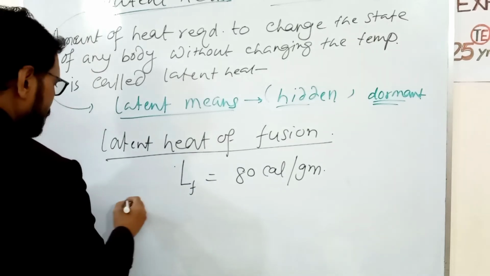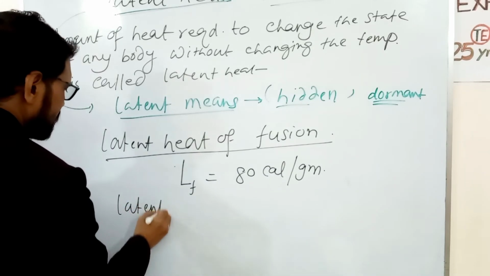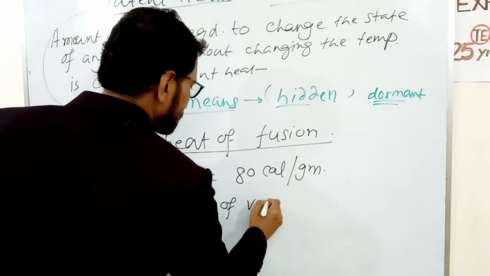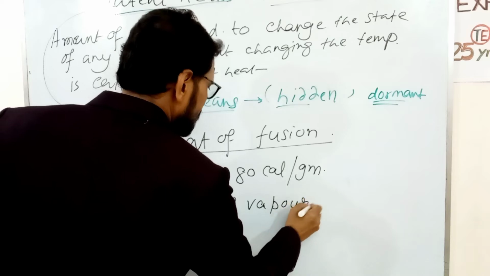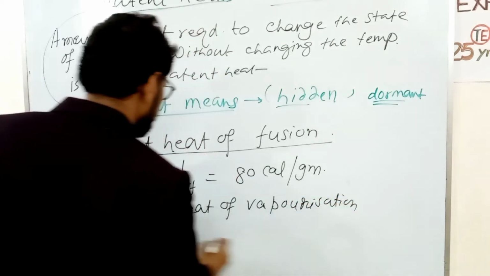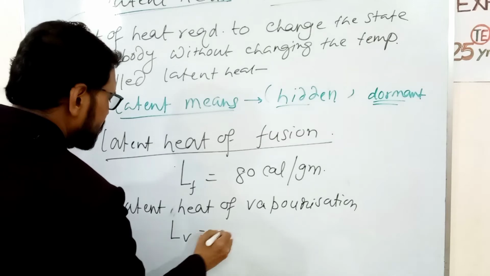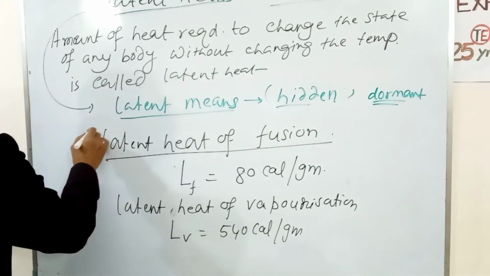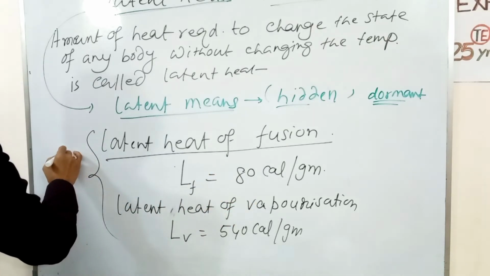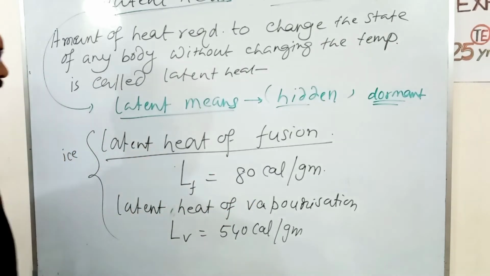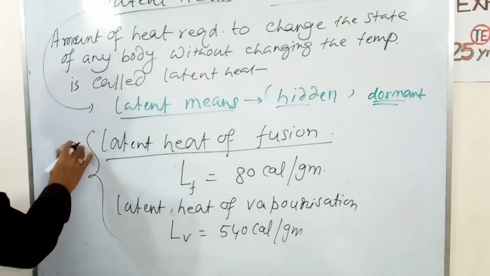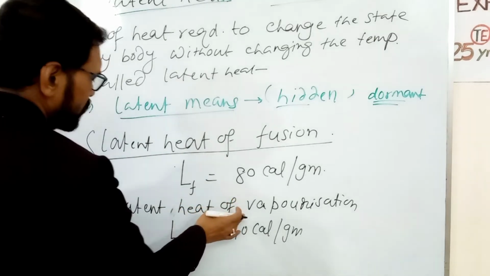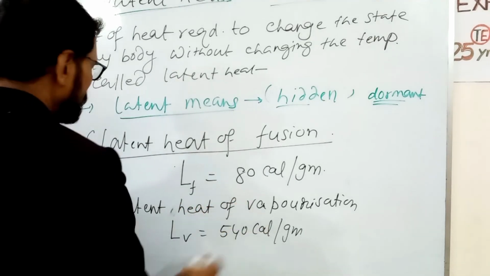And latent heat of vaporization, LV, equal to 540 calorie per gram. Latent heat of fusion and latent heat of vaporization apply to ice and water. Latent heat of fusion takes place from ice to water, and vaporization takes place when water is converted to steam.